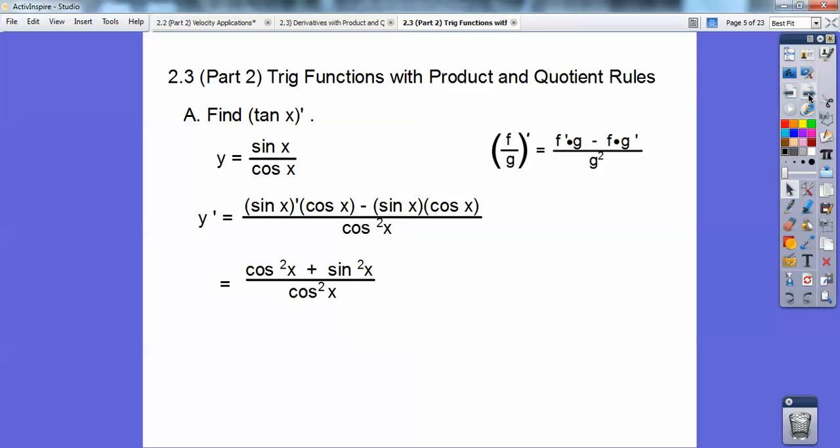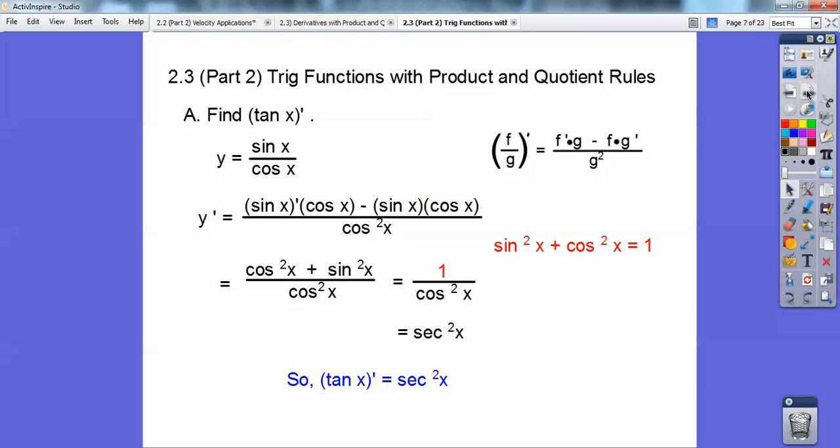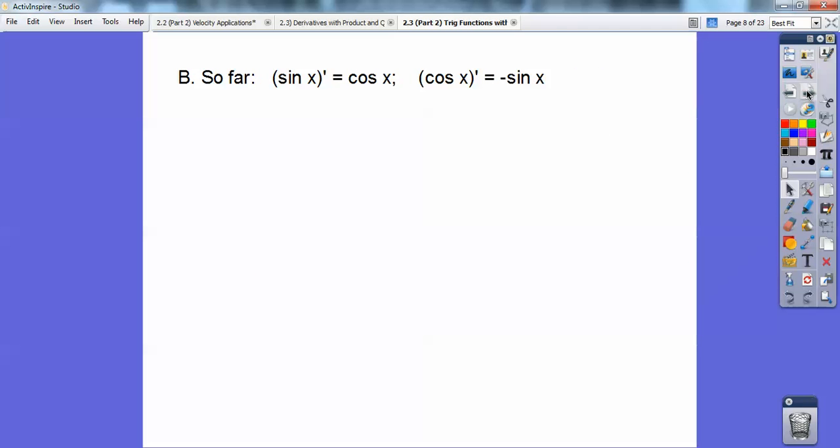So when I take care of that, and remember, sine squared plus cosine squared equals 1, you get 1 over cosine squared. So the derivative of tangent is secant squared x. Okay, so far we did this a couple of lessons ago.